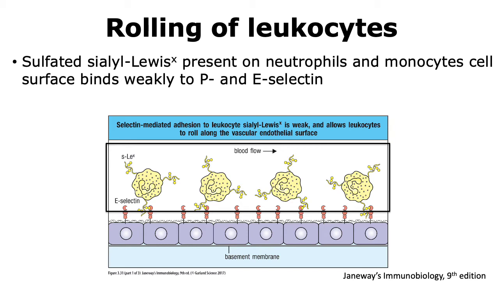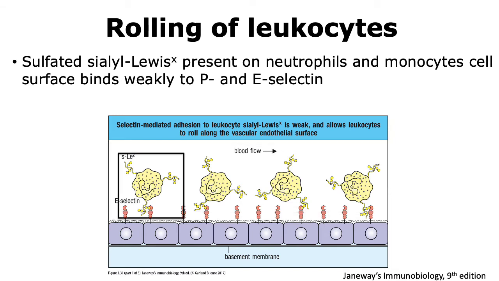The presence of E-selectin on the endothelial cell is going to trigger a process called rolling, and let us see how that happens. Let us focus on this neutrophil and look at its cell surface. At the cell surface, we see a carbohydrate moiety called sulfated sialyl Lewis X. The presence of the sulfated sialyl Lewis X on the surface of leukocytes like neutrophils and monocytes enables the cell to interact very weakly with P-selectins and E-selectins.